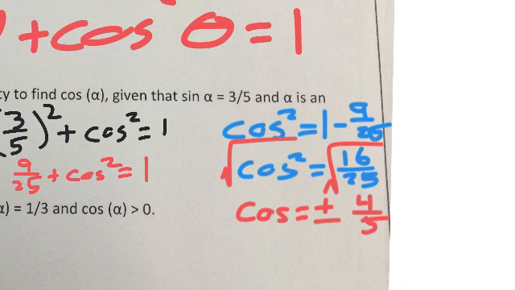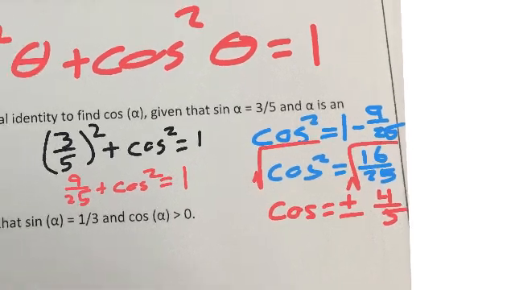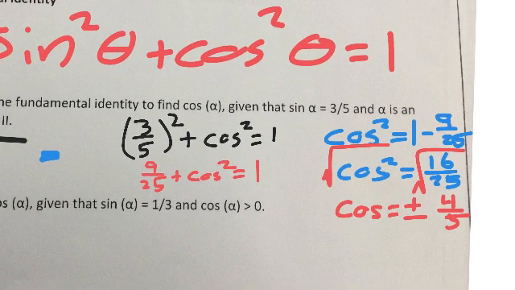We know which one it is because it's in the second quadrant. That's what we established at the very beginning. It's never both the positive and the negative. It's always only one of them. And because we were in the second quadrant, we established our answer had to be negative. So my answer is negative 4/5.